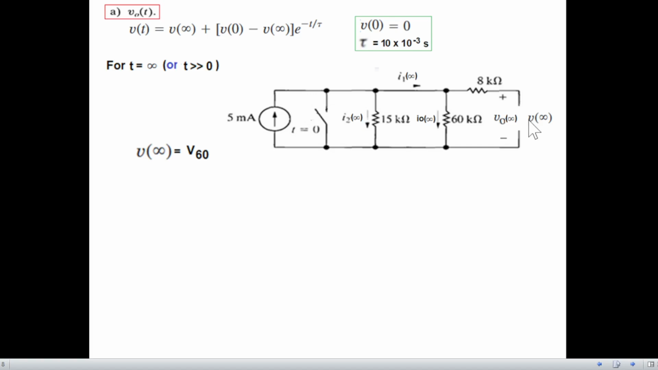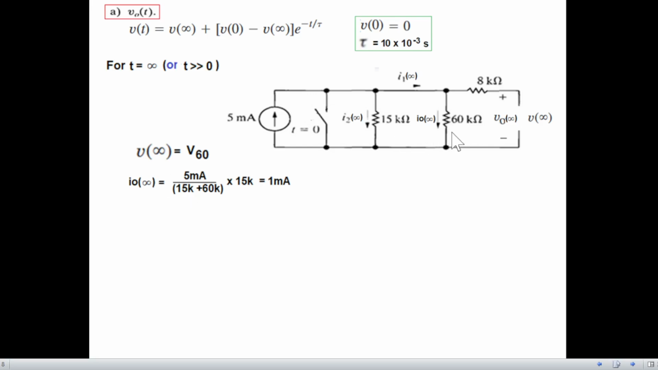Now V infinity, because there is no current flowing in this circuit, capacitor is open, so there will be no voltage drop across 8K. So whatever is the voltage drop here will be appearing across this. That means we can say that the V out infinity is actually V60, the voltage across the 60K resistance. And V60 will be actually I infinity multiplied by 60K.